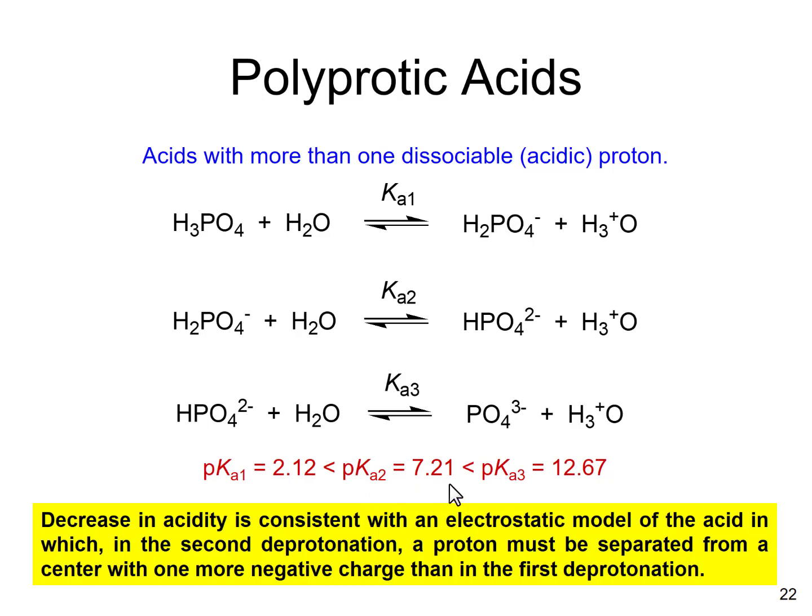And each of these would change by about 5 units. And that is quite understandable because we know the smaller the pKa value, the stronger is the acid. And here we can see with successive loss of a proton, the acid becomes weaker and weaker. And the decrease in acidity is consistent with an electrostatic model because we have a buildup of negative charges along the line. And to remove a proton from a negatively charged species is obviously more difficult, and therefore the acid would drop in strength with each deprotonation process.